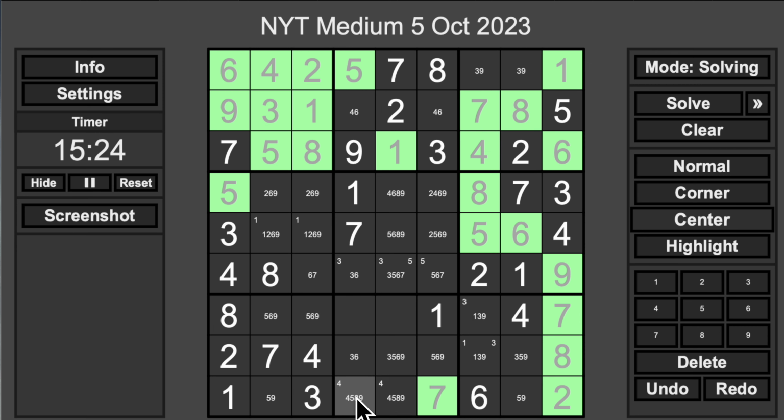This is not 5 or 9. Well, oh, wait a minute. That's a 5, 9, and that's a 5, 9. So this can't be 5 or 9, which I should have seen by that pair. So I've now got a 4, 8 pair.